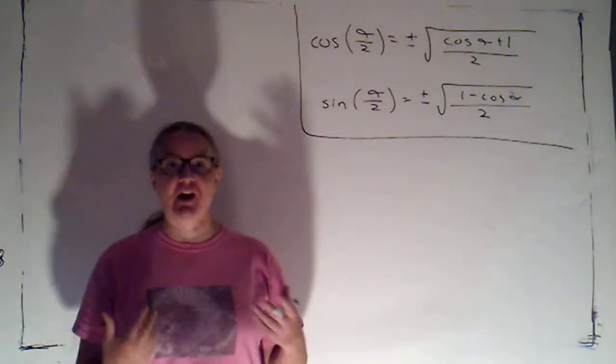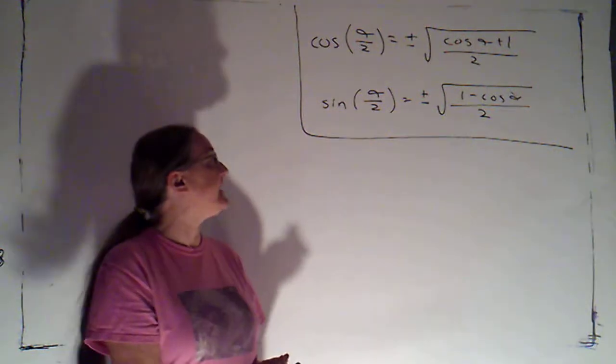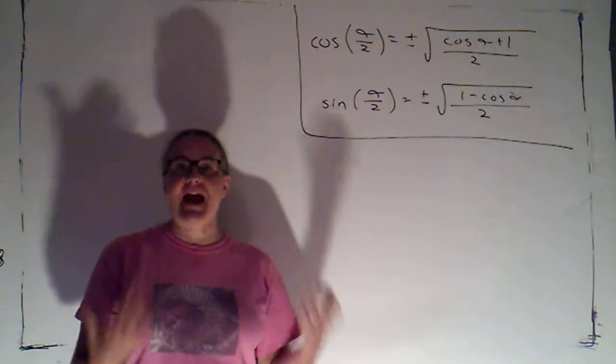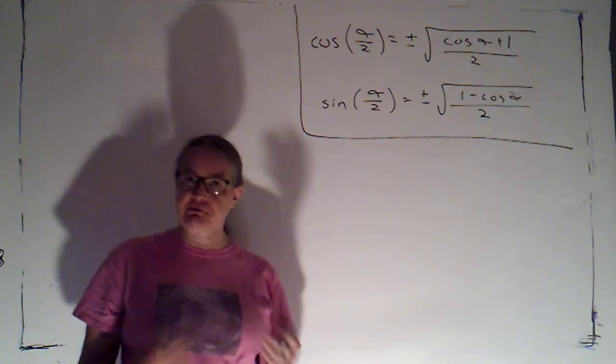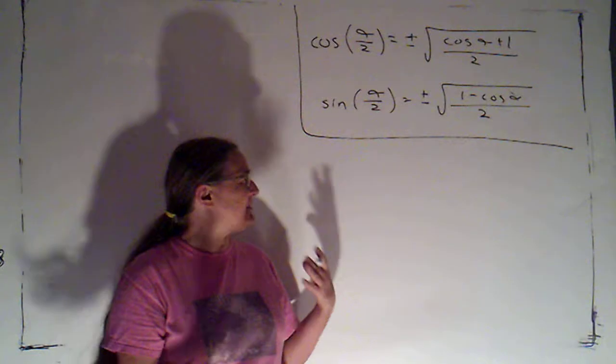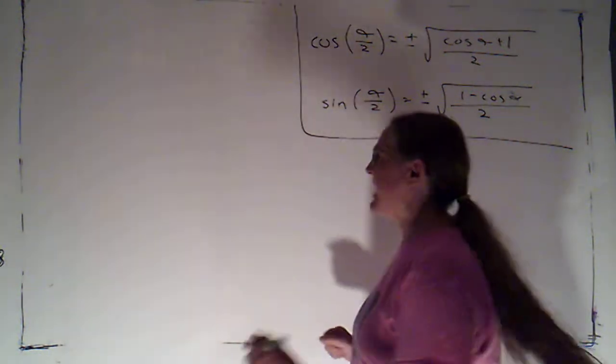I've got the half angle formulas for sine and cosine on the board. We derived those in the last video. Now we're going to use them to derive the half angle formula for tangent. And it turns out there are actually 3 versions of that, which is not immediately obvious. So let's just take a look.